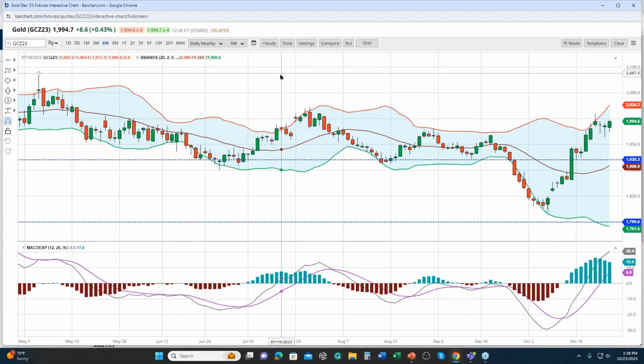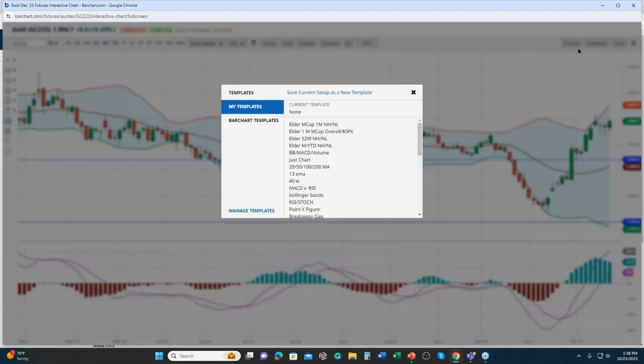And we're going to add volume. Now, I could come in here and add volume as a study, or I can add a volume average as a study. But under templates here, I have a lot of templates. I do have my own template, which is Bollinger Bands, MACDs, and volume. And then I'll give you that in our slide for reference material.